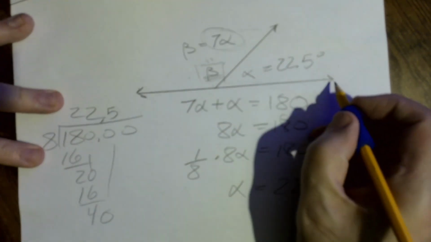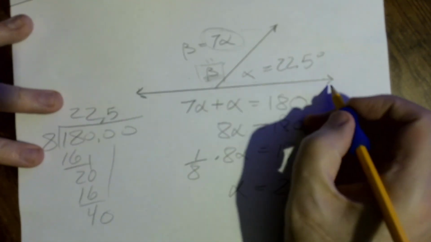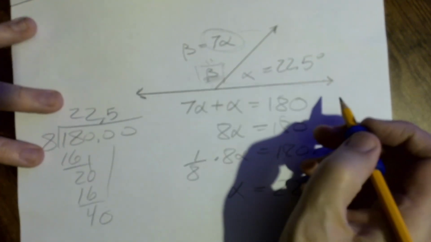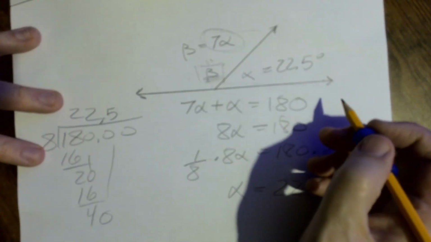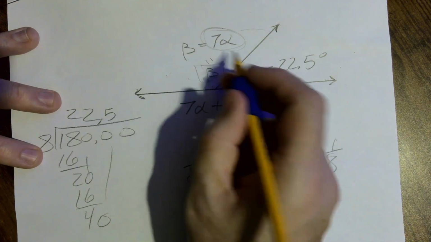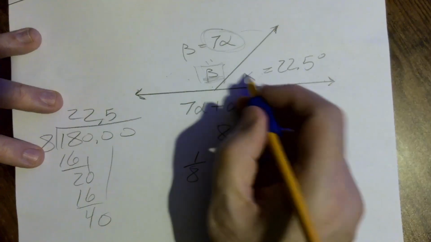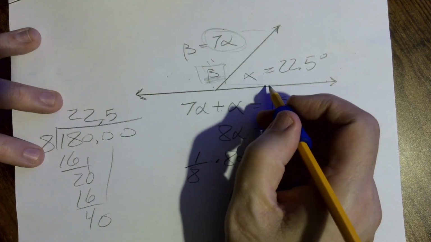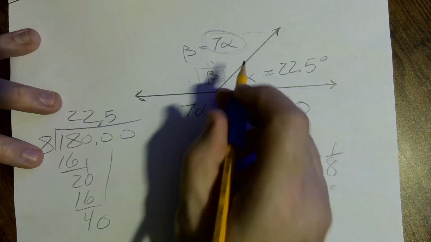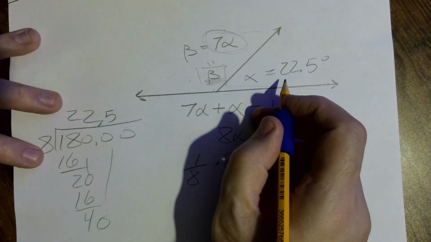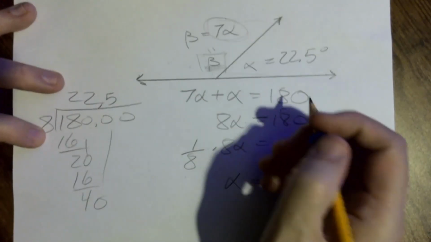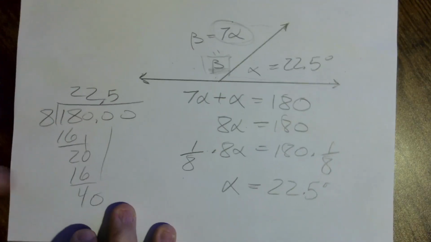If we have a straight angle, a linear pair, or let alpha and beta be a linear pair of angles, such that beta is 7 times greater than alpha. Let that be the case. Then alpha would be 22.5 degrees. Proven. That's our theorem.